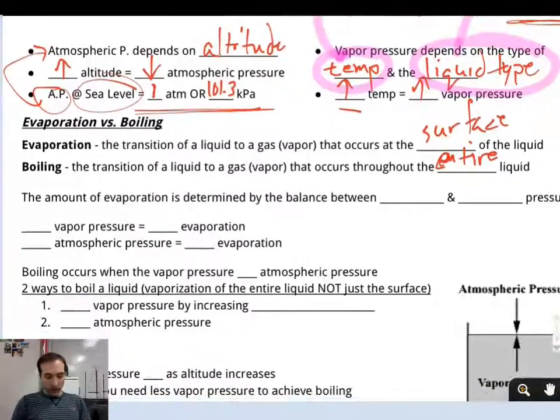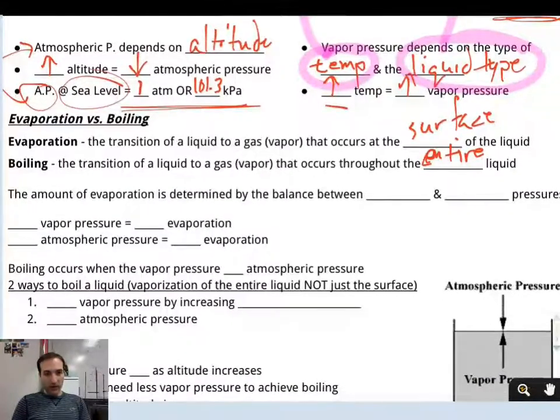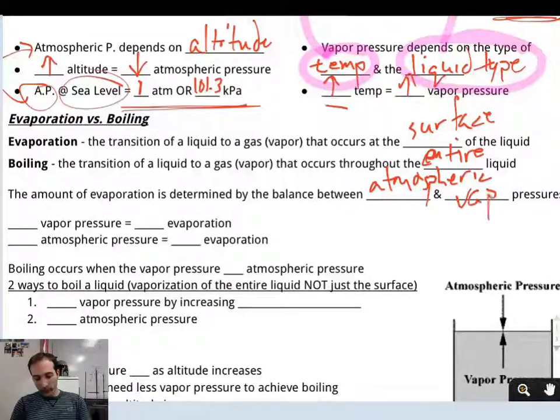Okay, so if we go back to evaporation for a second, the amount of evaporation is determined by the balance between, wait for it, atmospheric and vapor pressures, right? So that's why we needed to know these two guys. We need to understand those two, what they were, because it's the balance between those two that determines whether you're evaporating or boiling. Okay, so generally speaking, if you increase the vapor pressure, you increase the evaporation.